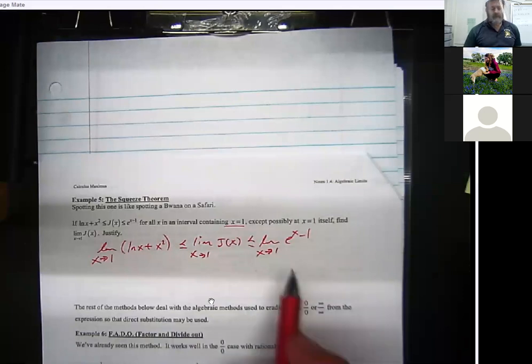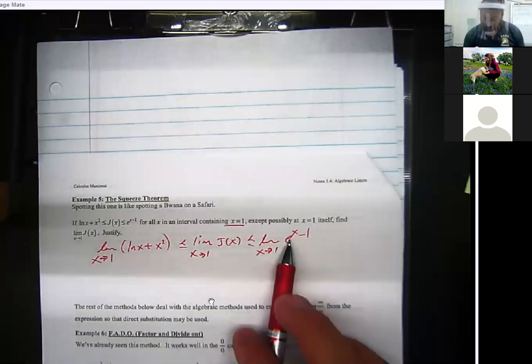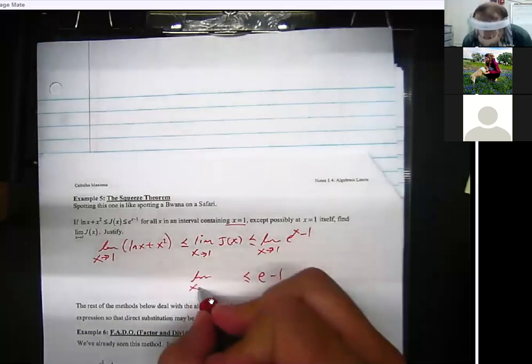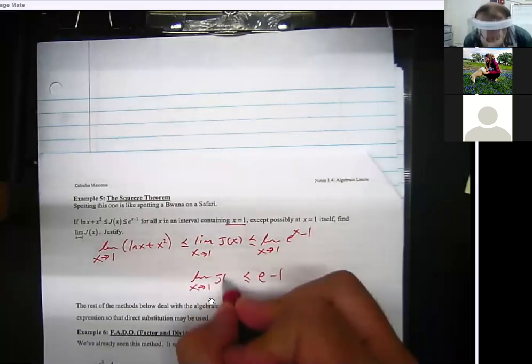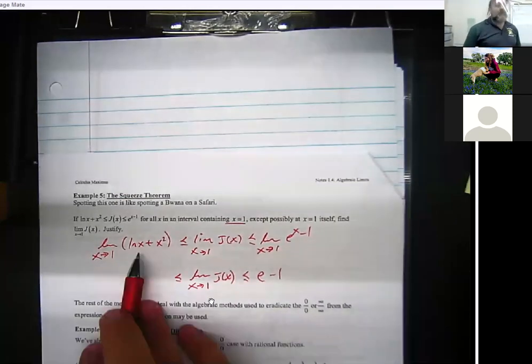What happens is I get really, really close to the number 1 over here. That would be e minus 1. Now, I don't know anything about j of x. I just happen to know who j is always smaller than, and I also know who j is always bigger than, but will that tell me anything about j itself? So what happens is I get really close to 1 here.